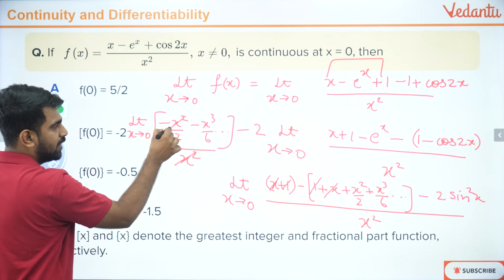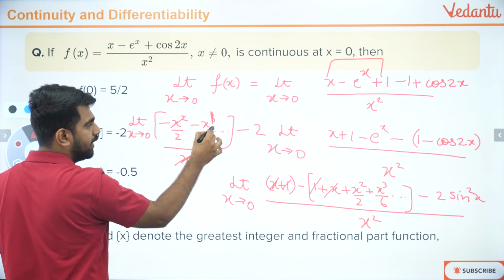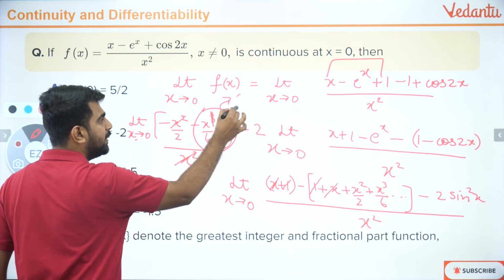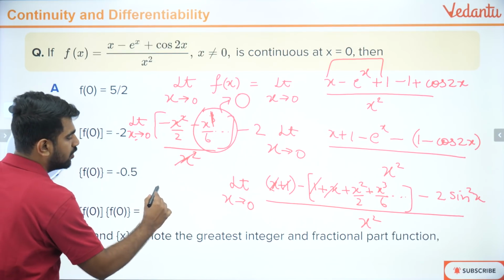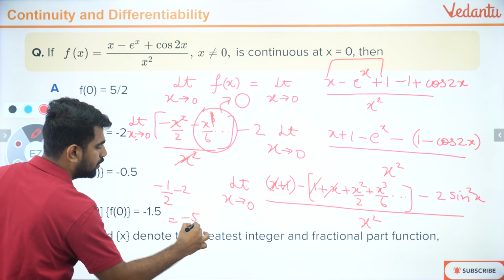This x square and this x square will get cancelled. This x square and this x cube will cancel, and you'll have x power 1. But x is tending to 0, so whatever comes after this will be a big 0. So I'm left with minus 1 by 2 minus 2. So my answer is minus 5 by 2.